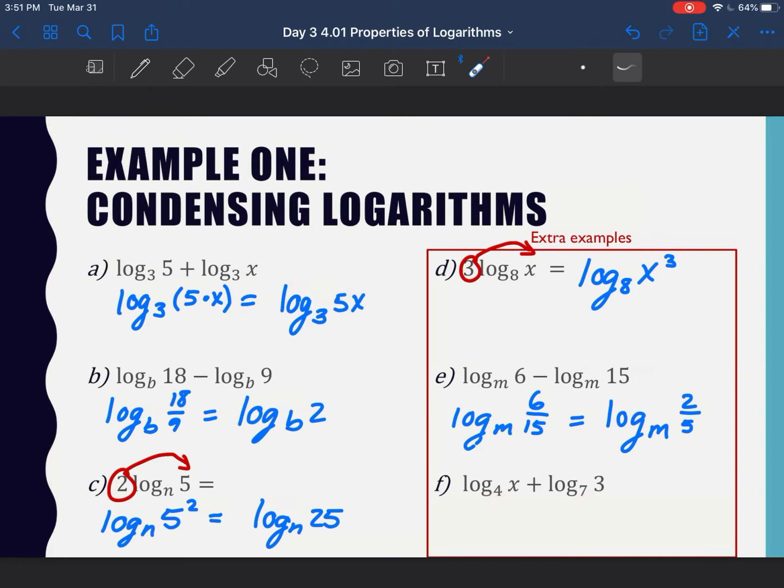And then for the last one, you probably noticed that the 4 and the 7, the bases, were different. These two are different bases. That means these cannot be combined, or can't be condensed.